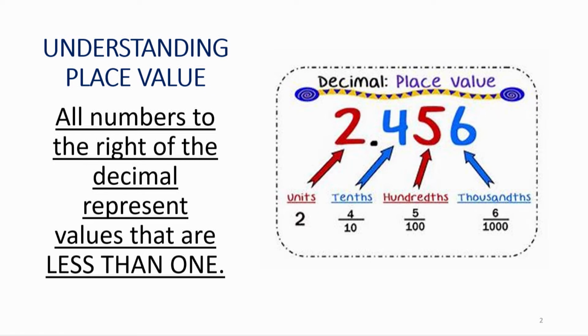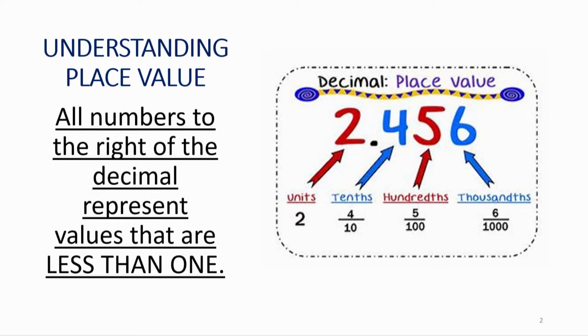So when you look at that little box on the right, I've identified some place value for those numbers. So the 2 is in the ones place, which means think of it like money. It's like $2. Then you have your decimal. The 4 is in the tenths place. So that means it's 4 out of 10, or you could think of it like 40 cents. The 5 is in the hundredths place, so that means 5 out of 100. Think of that like 5 cents.